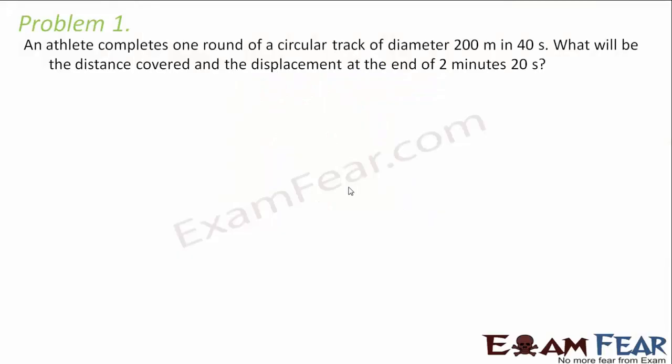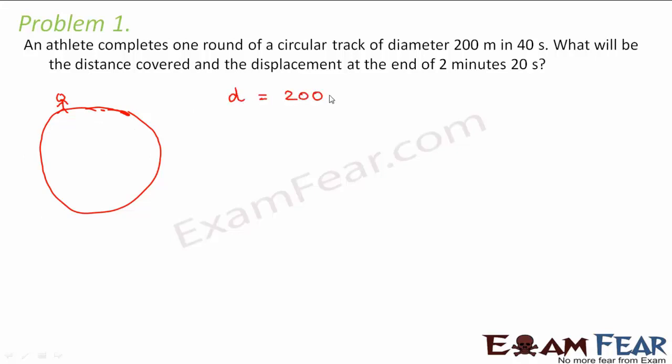It says an athlete completes one round of a circular track of diameter 200 meters in 40 seconds. So let us suppose that you have an athlete here and he covers one round of this circular track. If you assume this as a circle, he covers one round of this track in 40 seconds. Diameter is given as 200 meters. Time to cover one round is 40 seconds. That means in 40 seconds he covers one round.